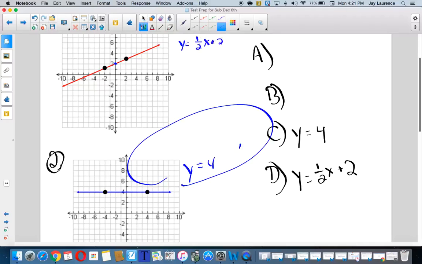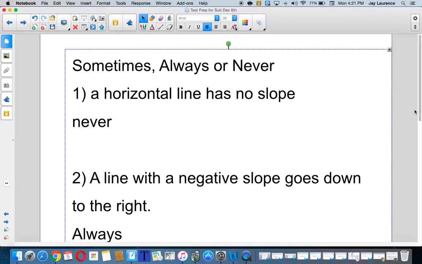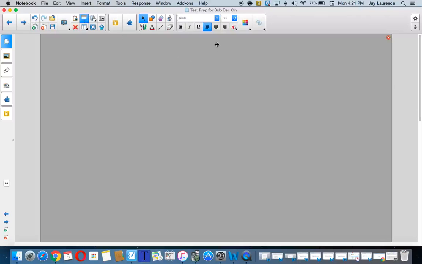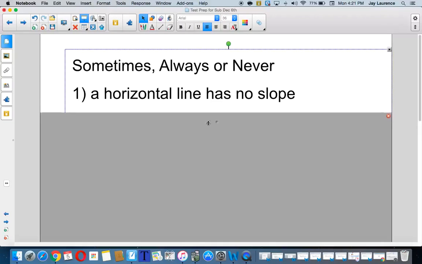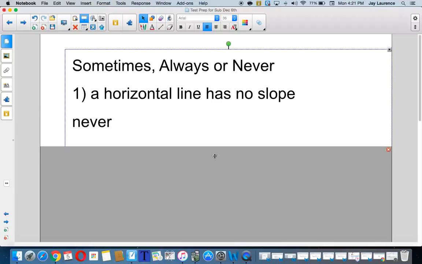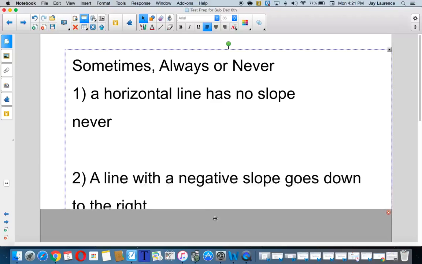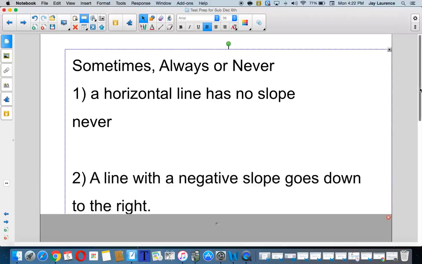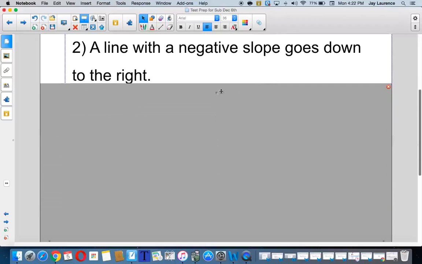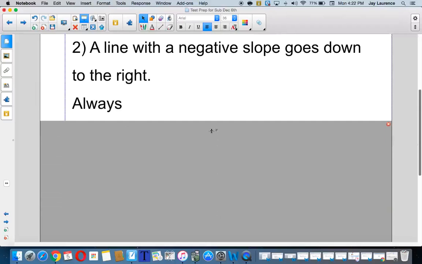Okay. All right. I think there's one more page. All right. Sometimes, always, or never. I just showed you the answer, but I don't have time to fix it. Okay. A horizontal line has no slope. If you were paying attention, you know that is never true. A horizontal line has, what's that? What'd you say, Tommy? Zero slope. Very good. Okay. A line with negative slope goes down to the right. Well, if you've been paying attention, Gabby, you know that that is always true.